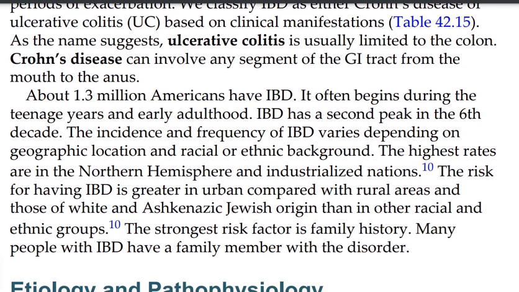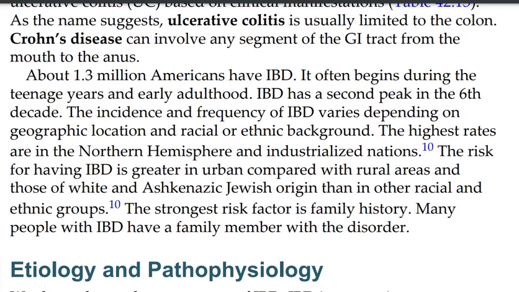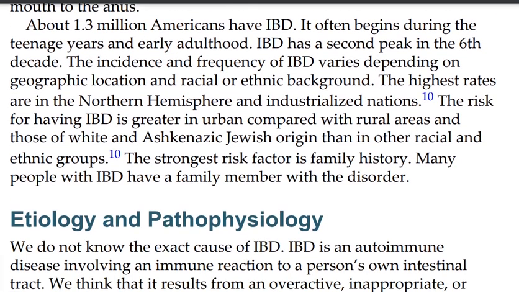It says about 1.3 million Americans have inflammatory bowel disease. It often begins during the teenage years and early adulthood. Inflammatory bowel has a second peak in the 6th decade of life, so when you're 60 in that area. It's interesting, it says the highest rates are in the northern hemisphere and the industrialized nations. The risk for having this is greater in urban compared to rural areas, and those of white and Ashkenazic Jewish origin. I probably butchered that, sorry about that.